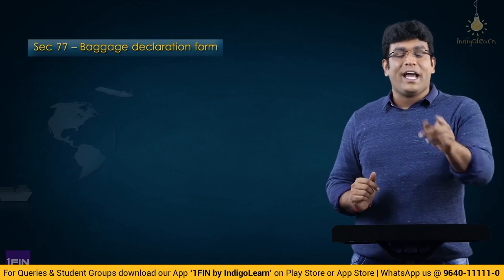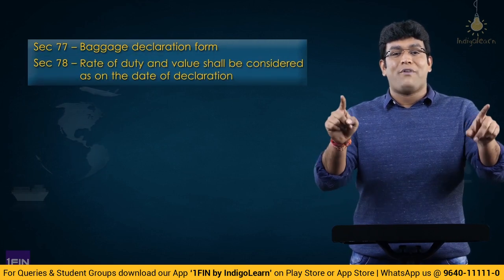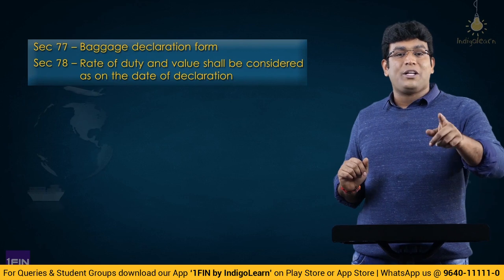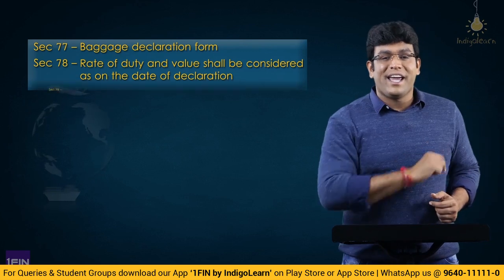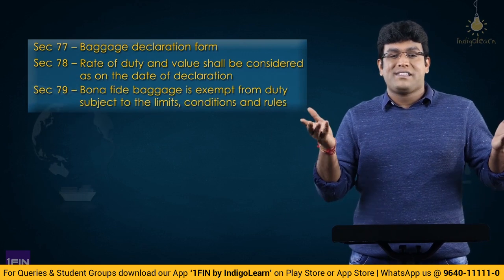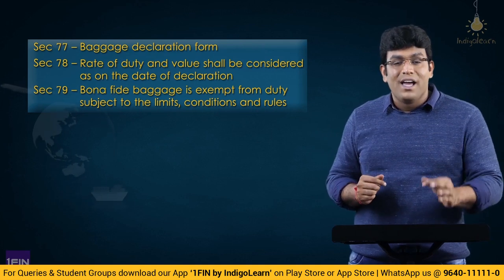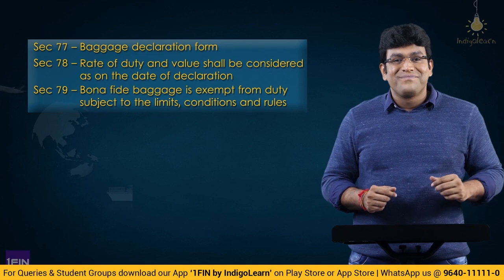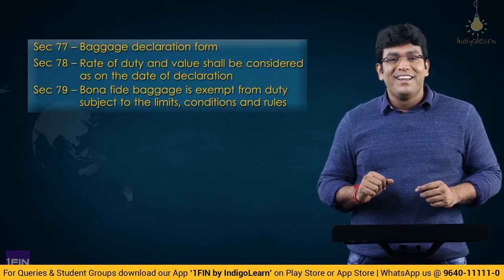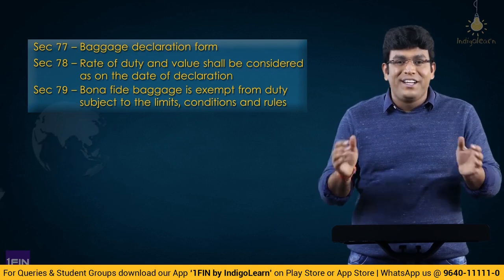So what is 77? 77 talks about the baggage declaration form. 78 talks about the rate of duty, and value shall be considered on the date of declaration. 79 says bona fide baggage is exempt from duty subject to the limits and conditions given under the rules. That also we'll talk about in detail. We'll talk about all the rules in detail. Don't worry.